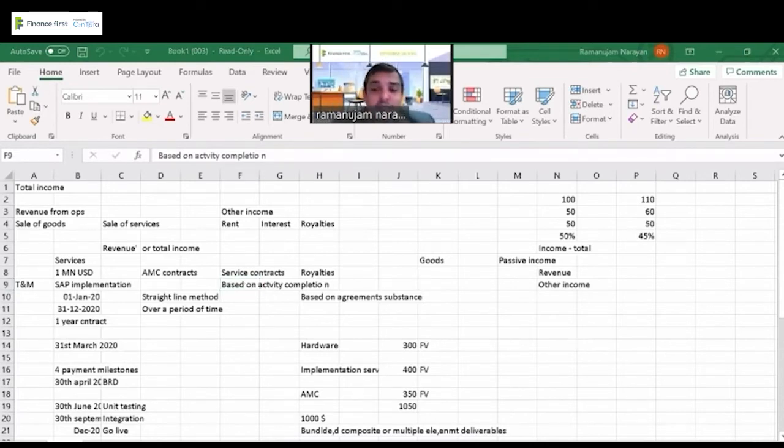Brokerage and commission is the best of examples. So any contract where you get paid at the end of the contract or on completion of service is basically a service contract.